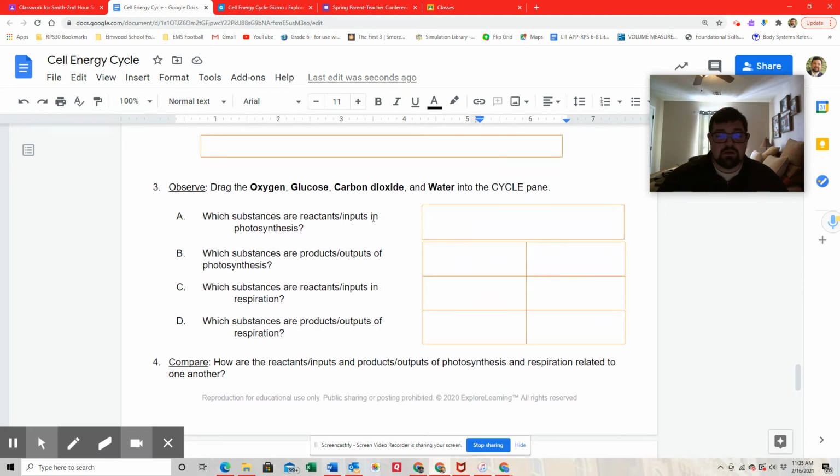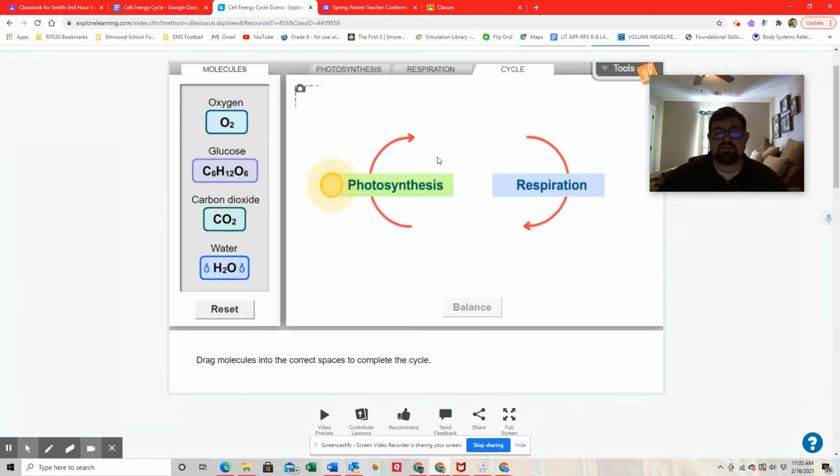So which substances are photosynthesis? Type those here. What products are outputs of photosynthesis? So what did it make? And then respiration. This is kind of a summary of what you should have already known, but this is showing it on a big scale. Right? So photosynthesis is going to produce oxygen and glucose, right? Because that's what the plants do, they make food and they release oxygen. And then respiration is going to make CO2 and H2O for plants.